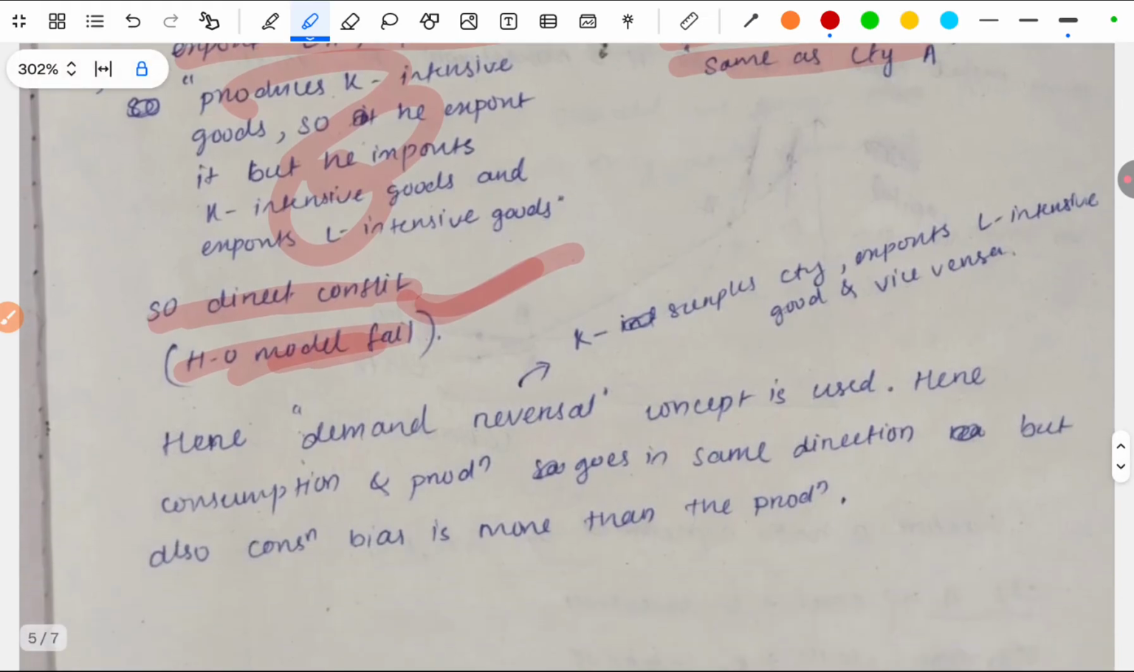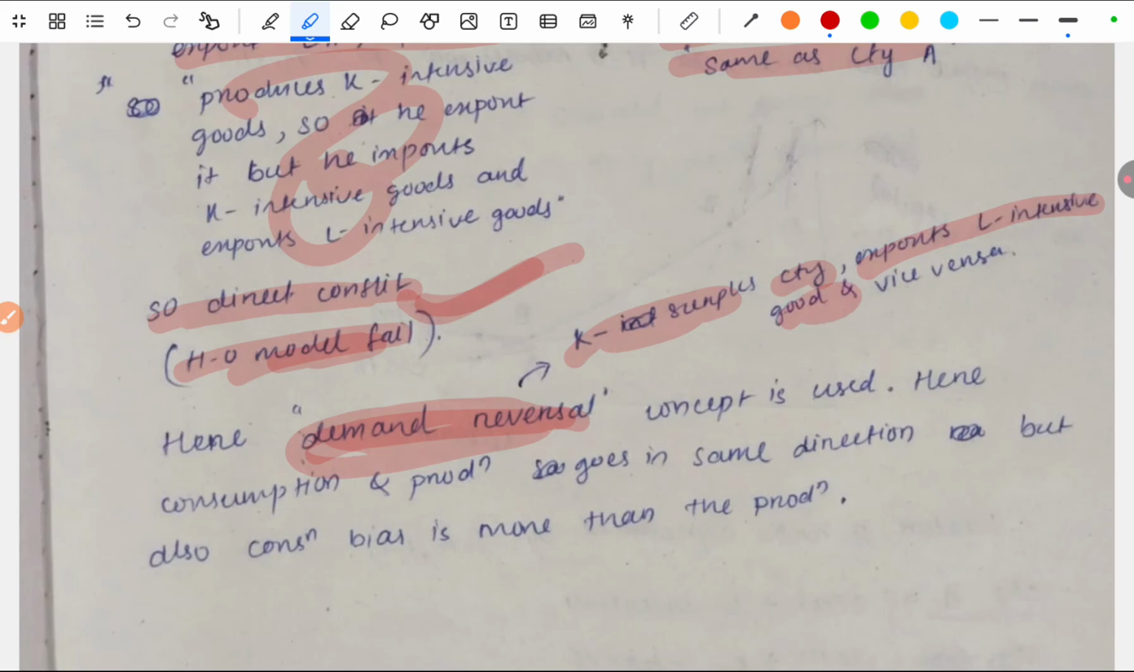Here is demand reversal, one factor demand reversal. Demand reversal means a capital surplus country imports capital intensive goods and exports labor intensive goods, and vice versa. That is, a capital surplus country should export capital intensive goods, but rather than exporting them, it imports them and exports labor intensive goods. So here demand reversal is applied.